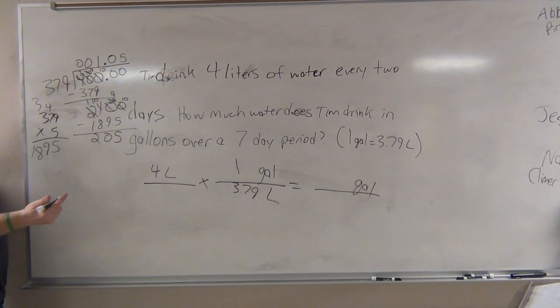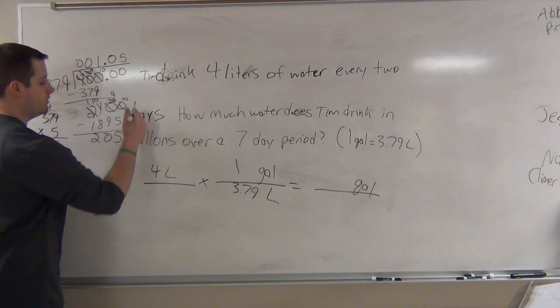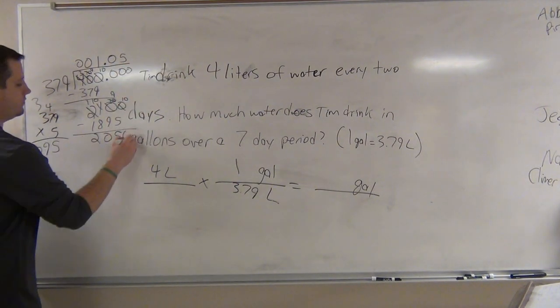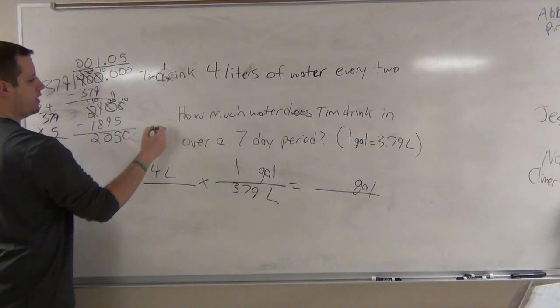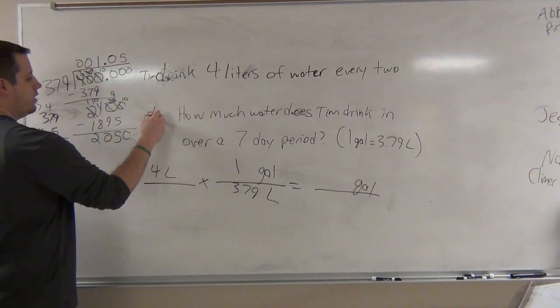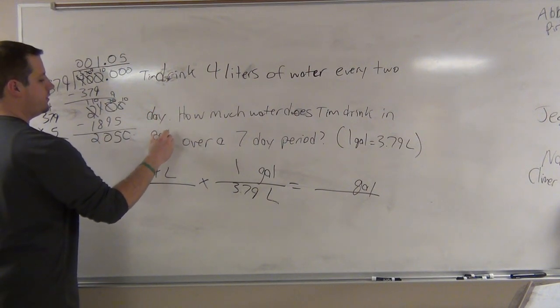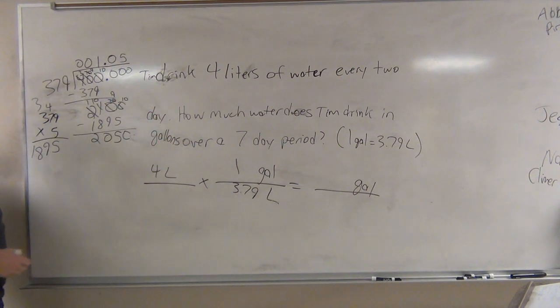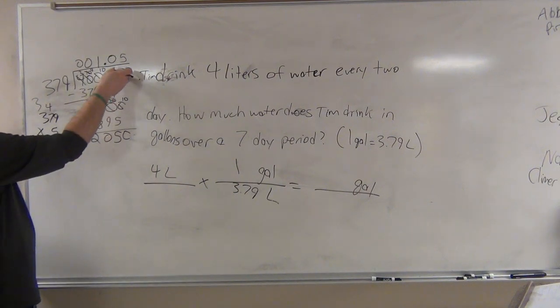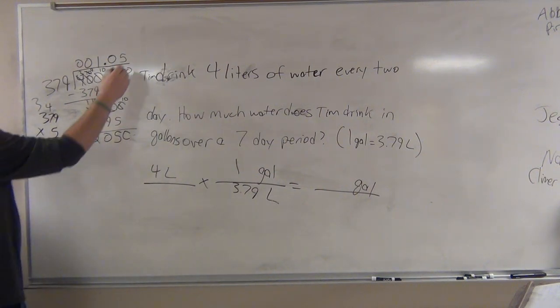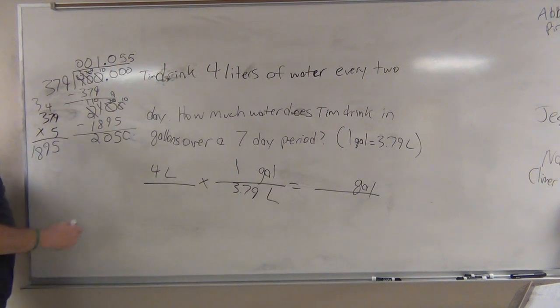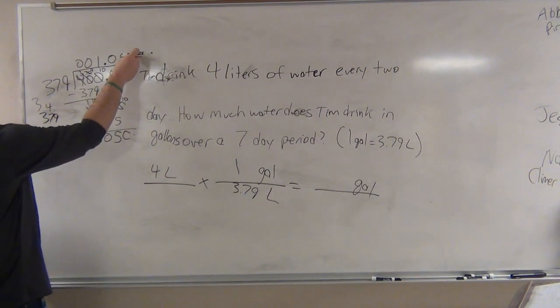What do I got to do now? Same thing I did before. Add the 0, drop it down. Get rid of this information right here. That was days and this was gallons. Sorry about that. Anyway, back to my problem. I just added the 0 and I dropped it down. 379 into 2050. Still going to be that, isn't it? That's correct. Now, I get to stop after I put that 5.